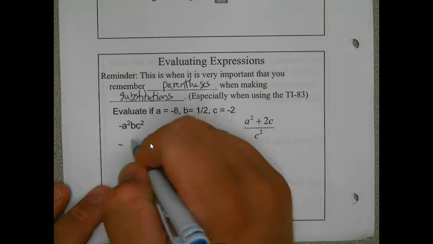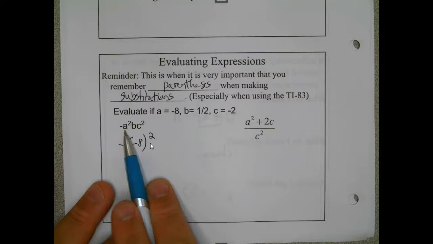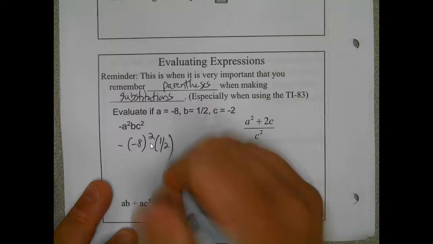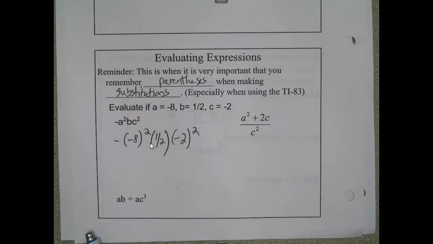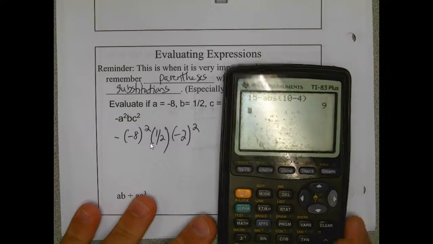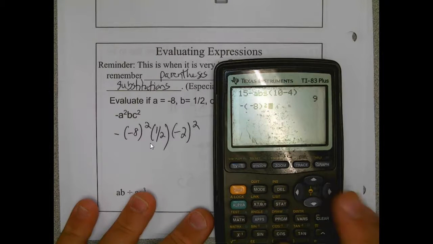Well, negative 8 squared. I substituted the negative 8 for a. 1 half, and then negative 2 squared. All of this is important, okay? So when we're in the calculator, and you could be doing this on your own, it's negative 8 squared times 1 divided by 2 times negative 2 squared. And I get negative 128.